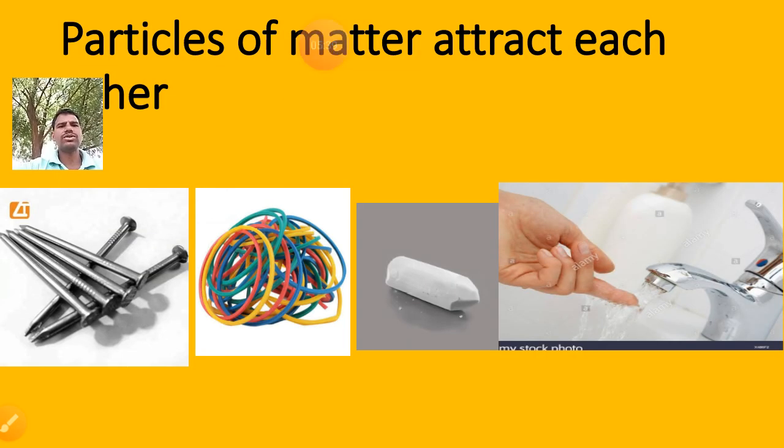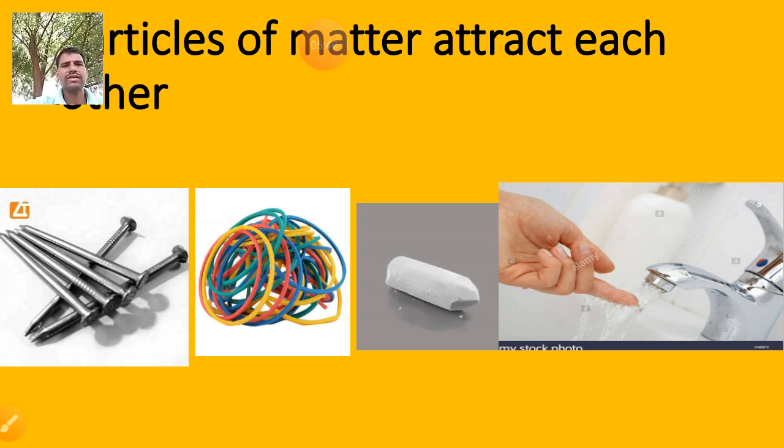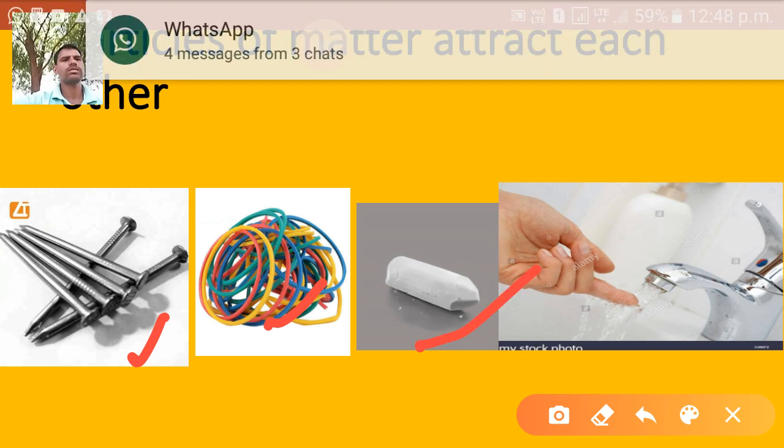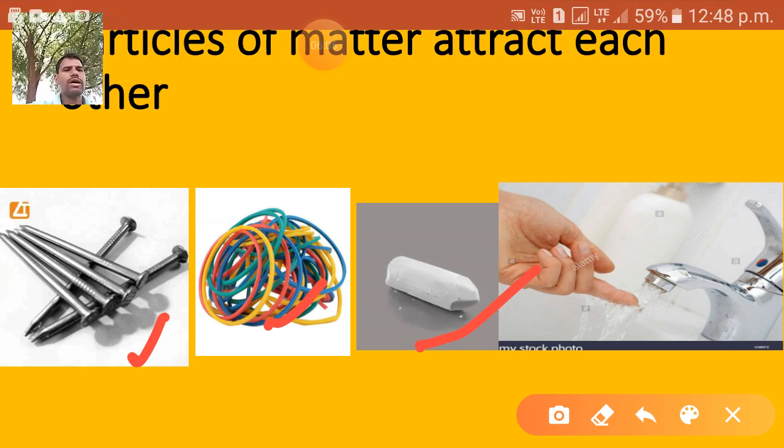The next characteristic is particles of matter attract each other. And let's understand this with the help of this simple activity. Here are some pictures. In the first picture, you have iron nails, rubber bands, a piece of chalk, and you have a stream of water.